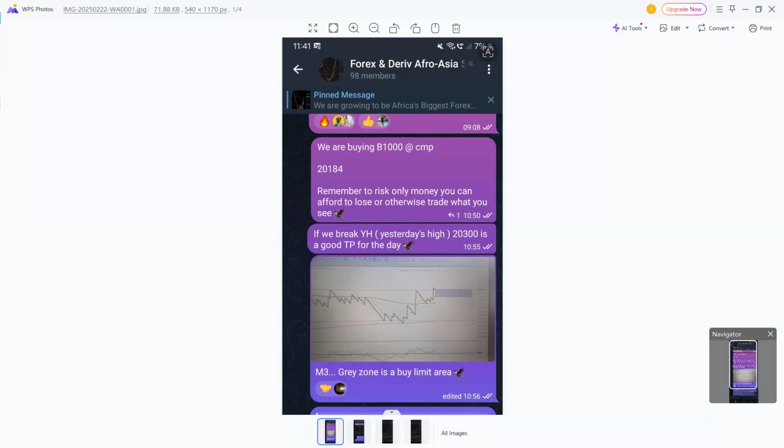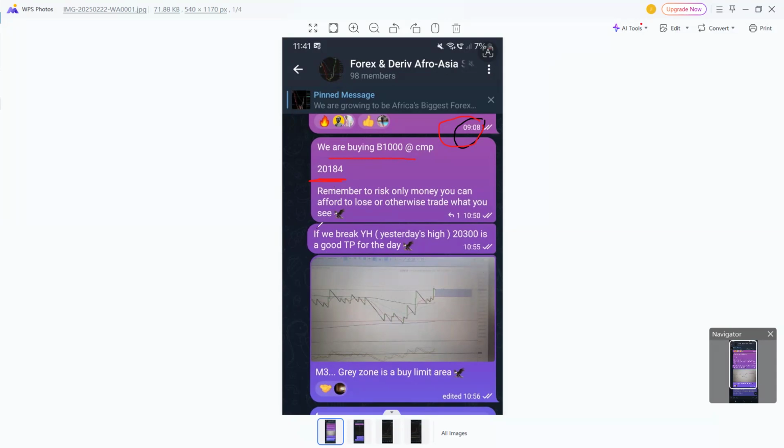So, not to waste any time, this is what we were looking at in the morning. You can see this is GMT plus two time. We were looking for a buy on Boom 1000 at current market price when I shared it, which was at 2184 at that particular time.